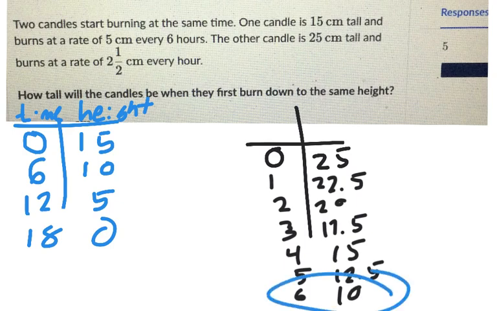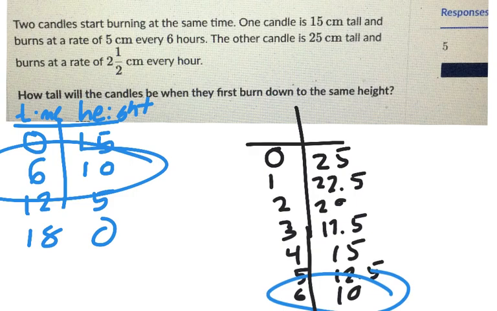And looky there. At 6 hours, they have the same height. They're both at 10. So the question is, how tall will the candles be when they burn to the same height? So their height will be 10. So the answer would be 10. So they're wanting you to use slope, use the rate to figure out the answer. Let's look at one more of these.